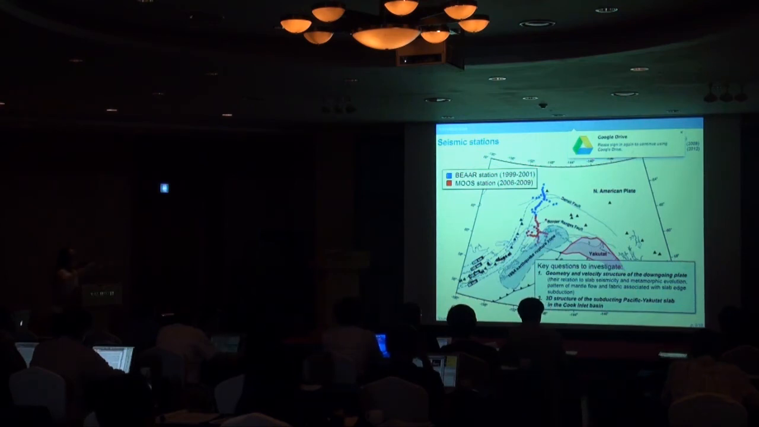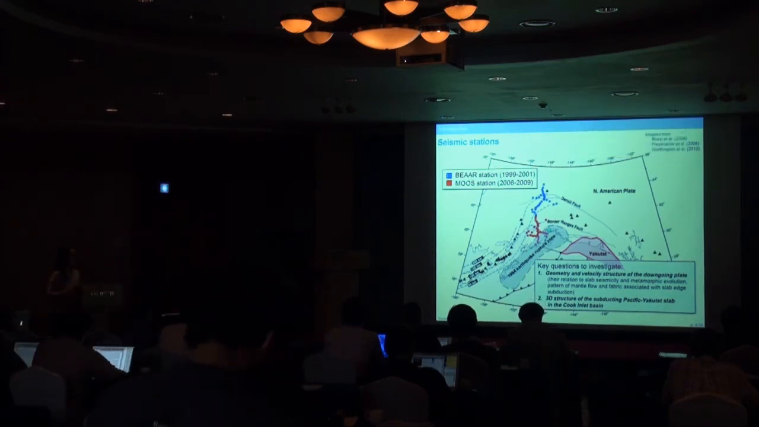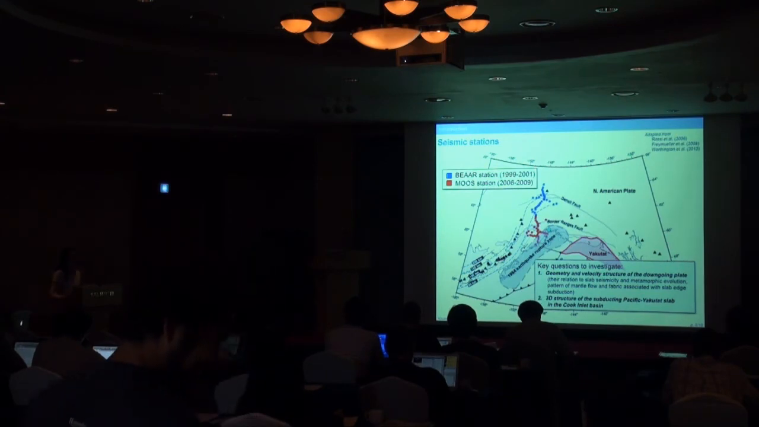And also, a subset of the MOOS stations co-located with GPS sites cover part of the main asperity of the 1964 earthquake, so we would like to use them to carefully examine the properties of the subduction zone megathrust fault.